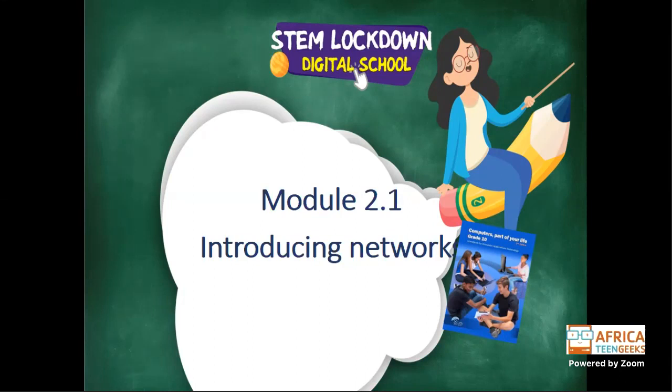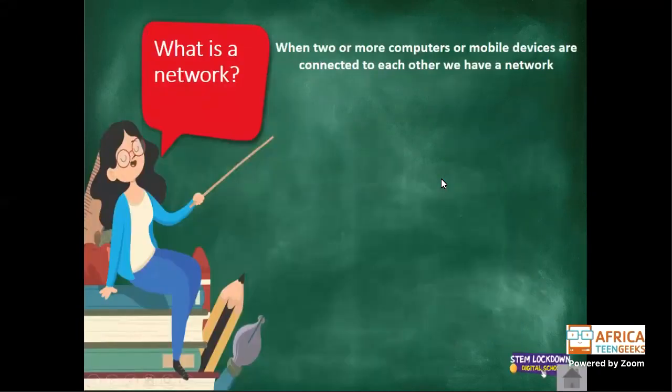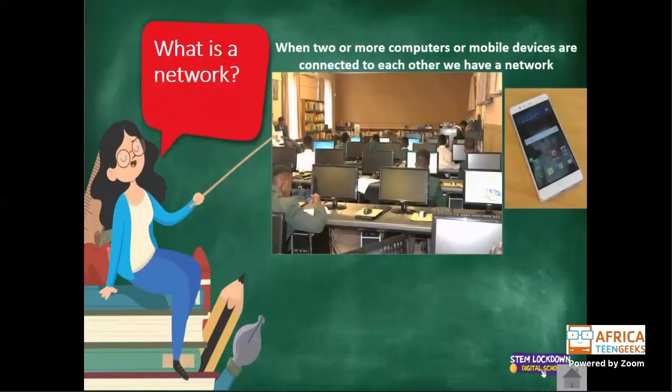Hello, Leonhead. So let me just start, guys. What is a network? Can anyone share with me what you understand about a network? Here they said a network is when two or more computers or mobile devices are connected to each other. But the question is, this answer, according to me, is incomplete. How are they connected? When two or more computers or mobile devices are connected to each other, we have a network. But how are they connected?